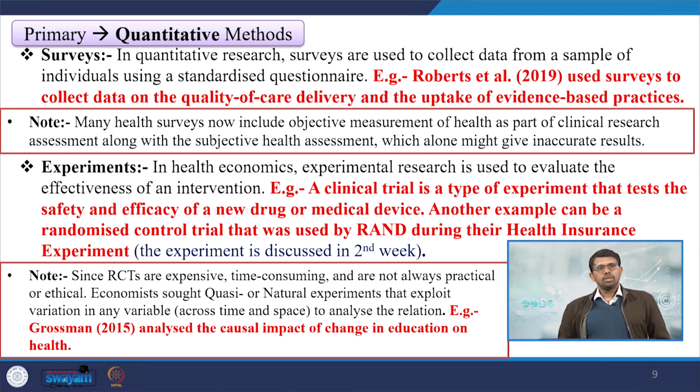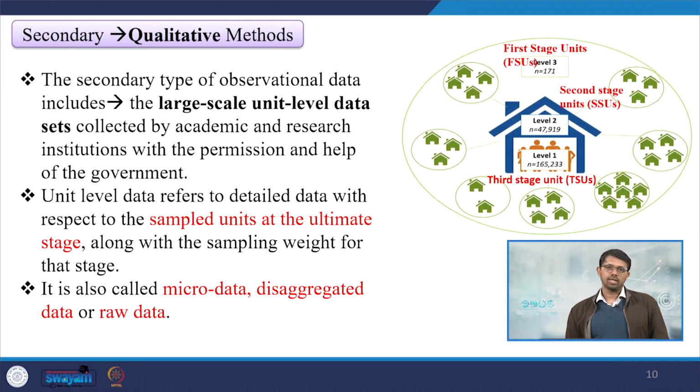One thing to note here is that since RCTs, randomized control trials, are very expensive, time consuming and not always practical or ethical, economists sought quasi or natural experiments that exploit variation in any variable across time and space to analyze the relations. For example, Grossman's 2015 work analyzed the causal impact of change in education on health.